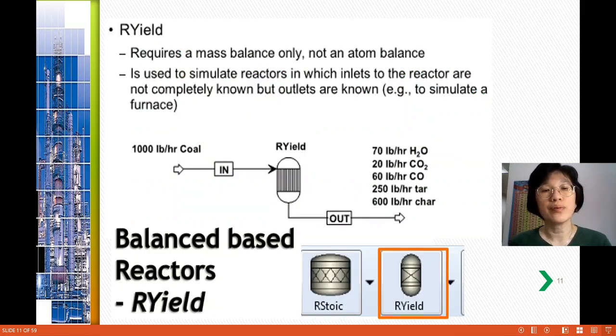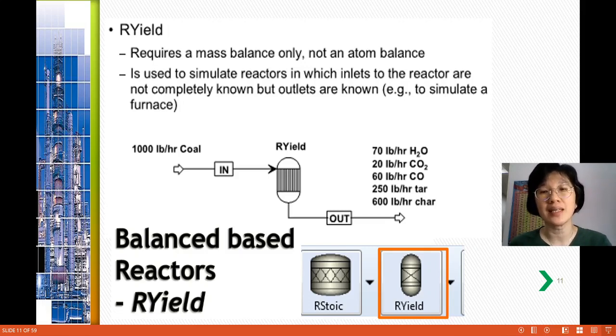We move on to the balance-based reactor. Under this category, we have R-Yield and also R-Stoich. And our focus will be on R-Stoich. But just to introduce to you what R-Yield actually is: R-Yield requires a mass balance only, but not an atomic balance. It is used to simulate a reactor in which the inlets to the reactor are not completely known, but the outlets are known.